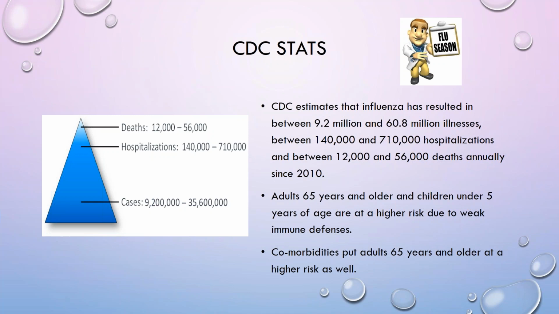Adults 65 years and older and children under 5 years of age are at higher risk due to their weak immune systems. For 65 years and older, most of the pneumonia and influenza-related hospitalizations are for this age group. They have comorbidities, so many diagnoses, hypertension, cardiac issues. All these issues add to their weak immune system, and that places them at a higher risk for getting infected with influenza.